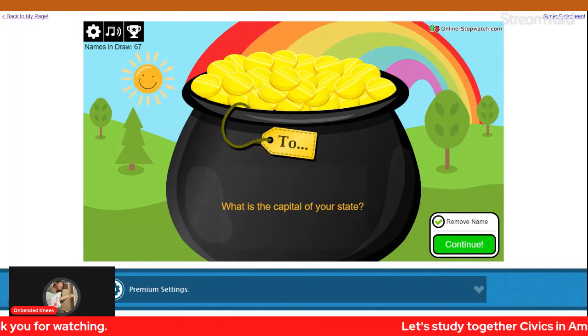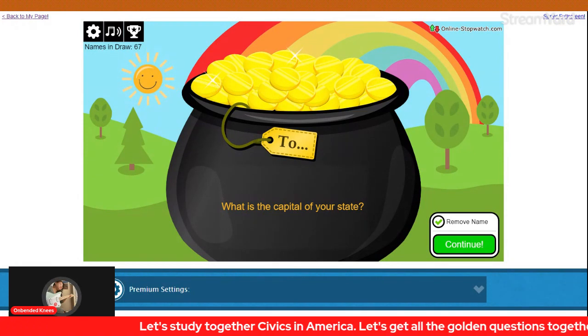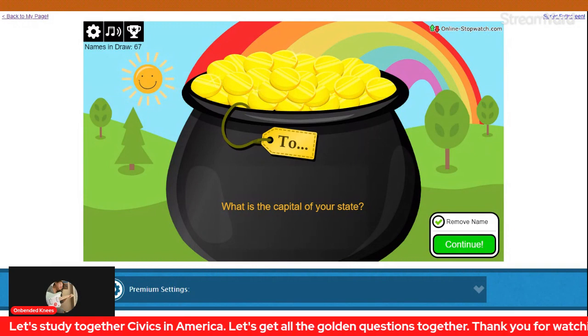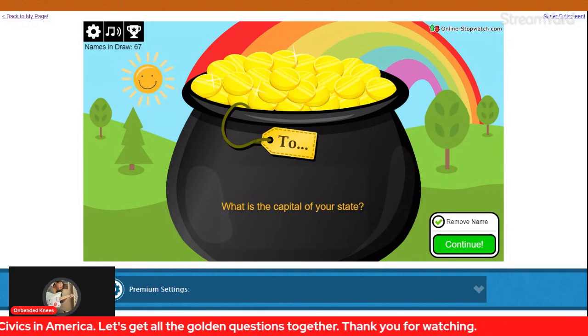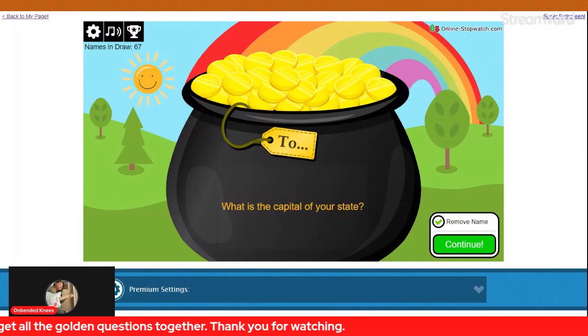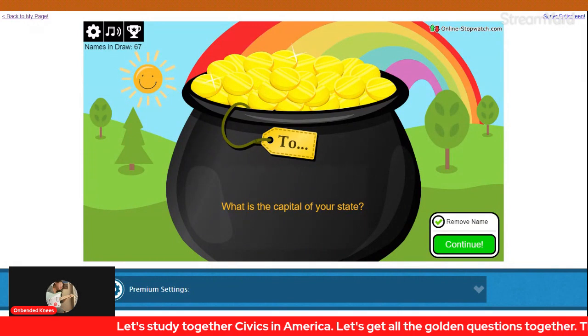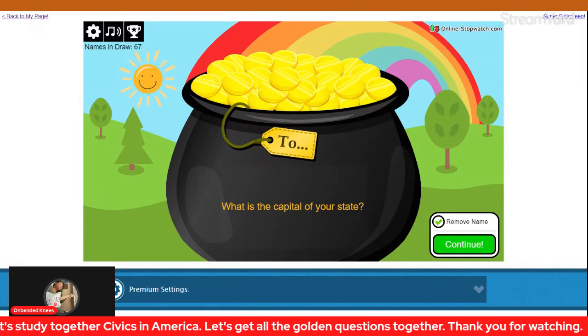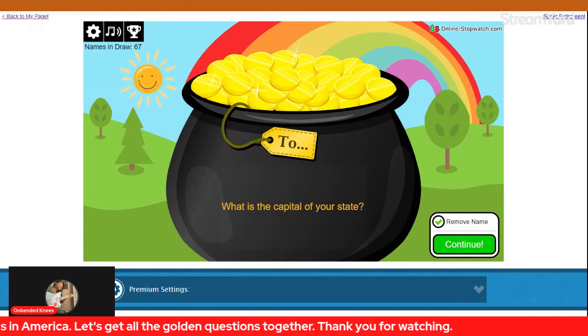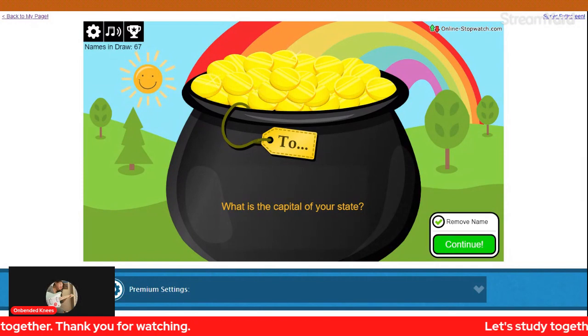Wisconsin is WI. Michigan is MI. Indiana is IN, not ID. ID is Idaho. Illinois is IL. Springfield. Kentucky, KY. Tennessee is TN. North and South Carolina, NC and SC. Georgia is GA. Florida, FL.